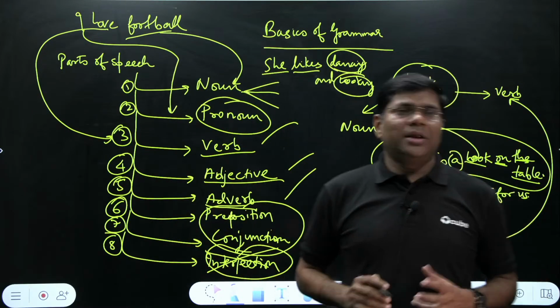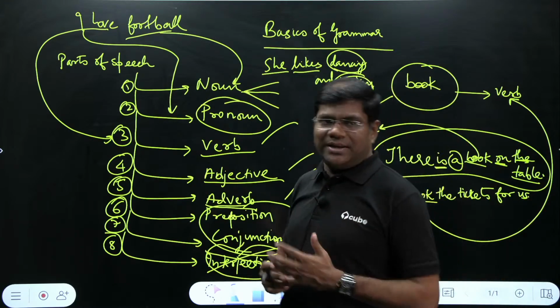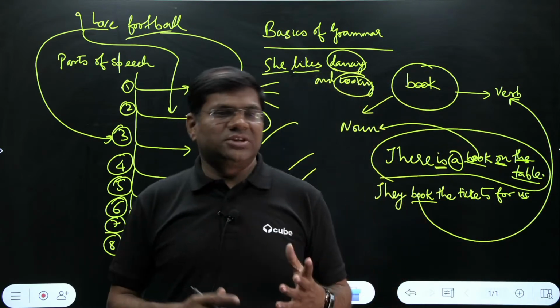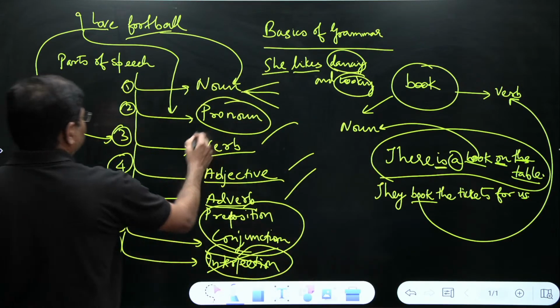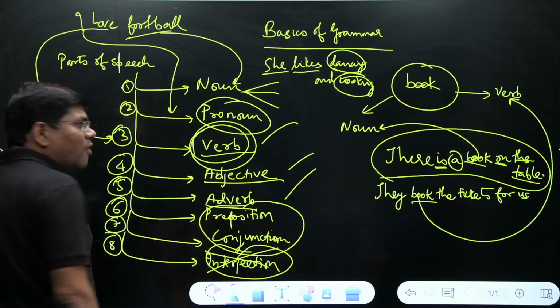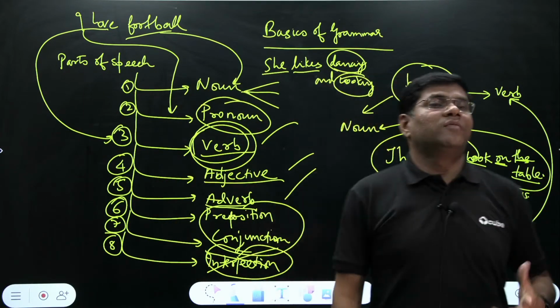They are very important. In fact, without a noun, you can't think of a sentence. Every sentence will have a subject and a verb. So if I have to say who is the king here, it is the verb. The verb is the king of all the parts of speech. Why? Because without a verb, you can't think of a sentence.